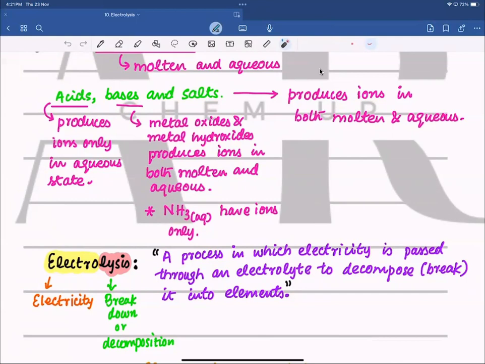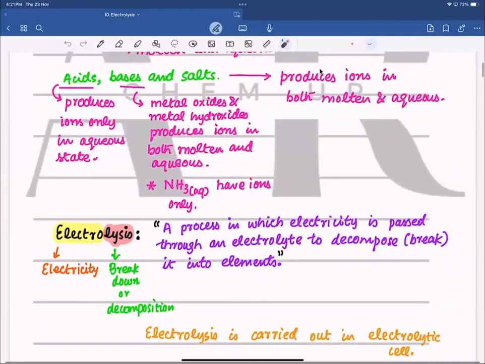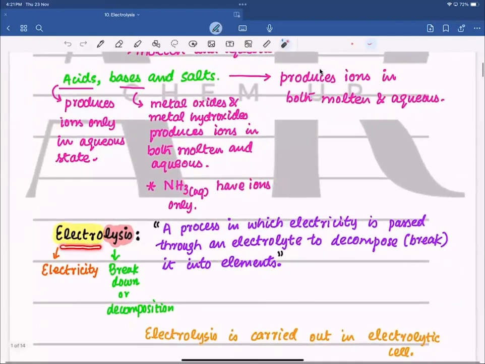Yes, sir. Okay. Now, the process of electrolysis. First look at the definition, then you can start to note down. The term comes from two words. One is electro, which comes from electricity, and the other is lysis, which means breakdown. So basically, we consider electrolysis a process in which electricity is passed through an electrolyte. Electrolyte means a compound we have been talking about, right? So it has ions.